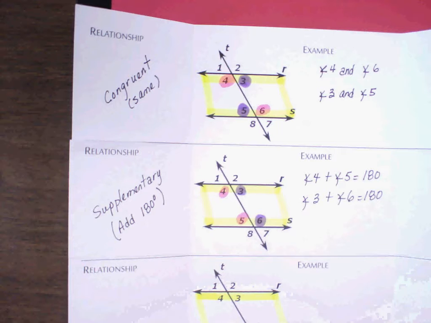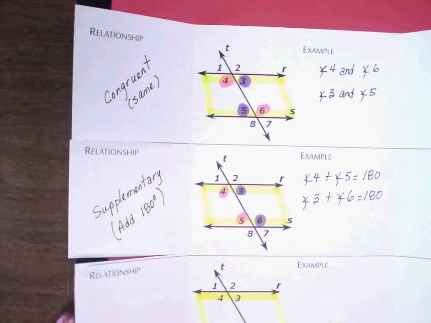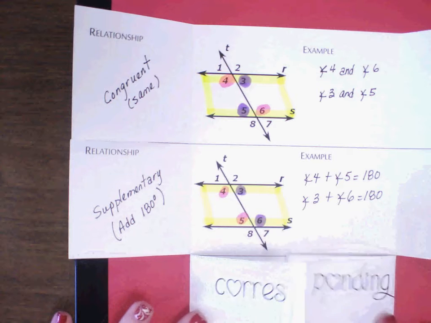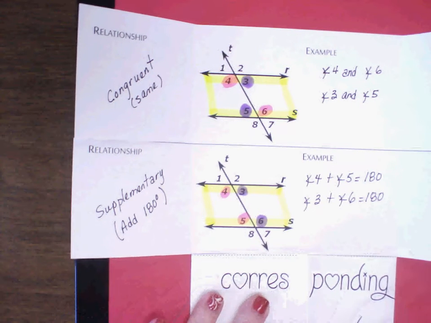So now we got two pairs. We got the alternate interior and we got the alternate exterior. Same side, I'm sorry. Interior, same side. Are we good? All right.